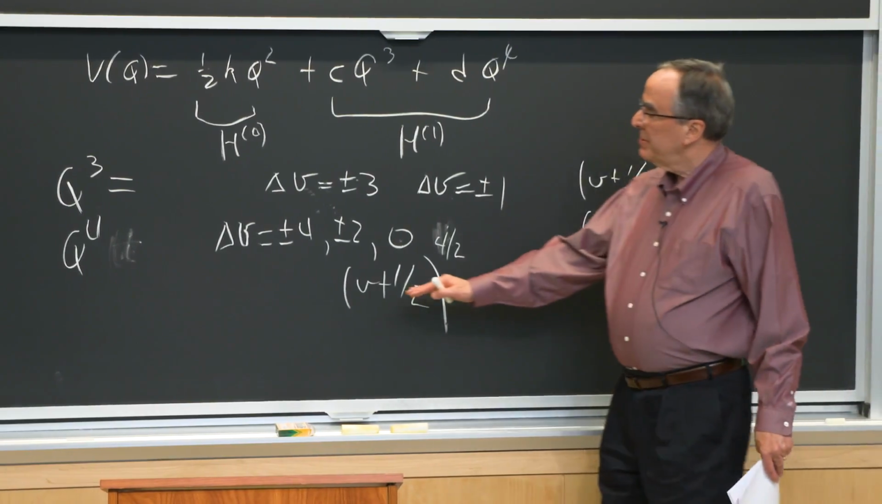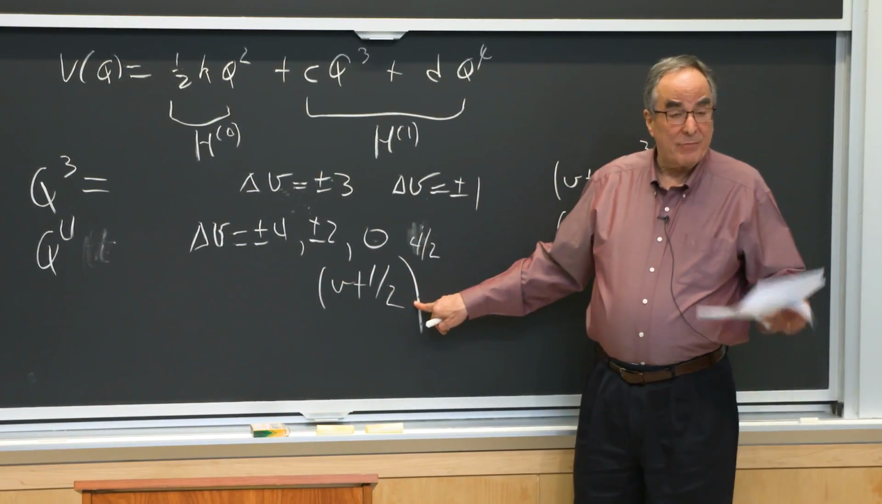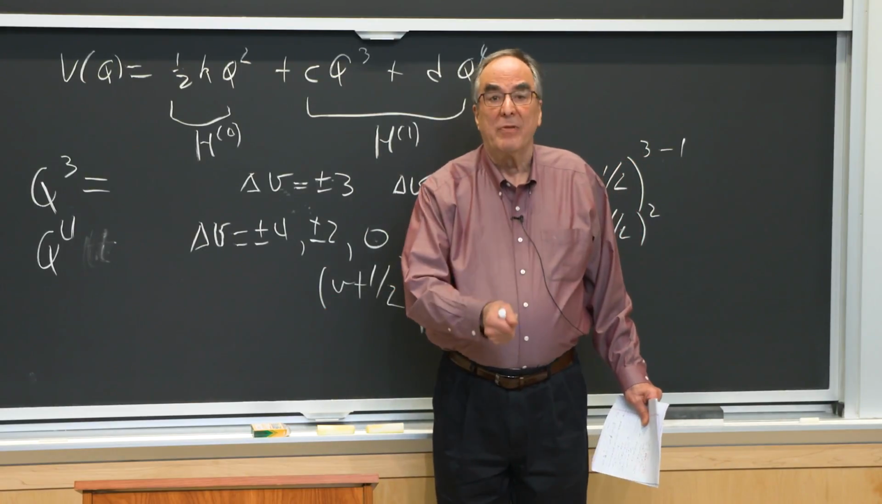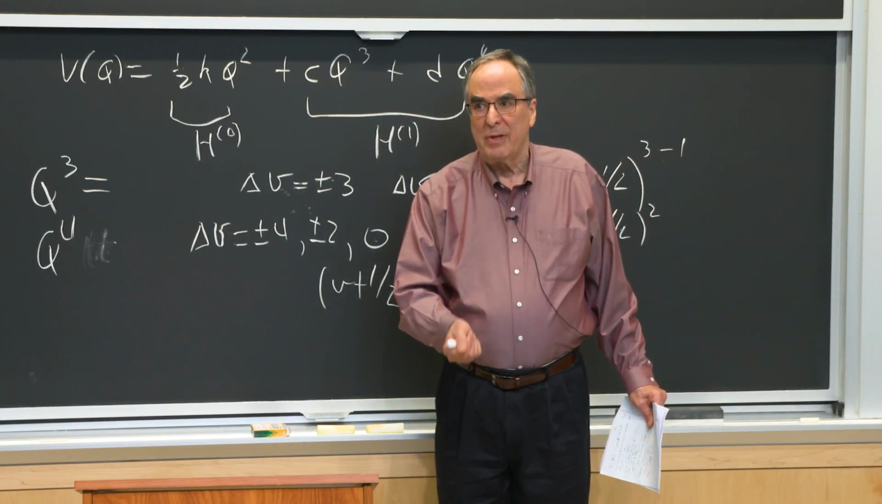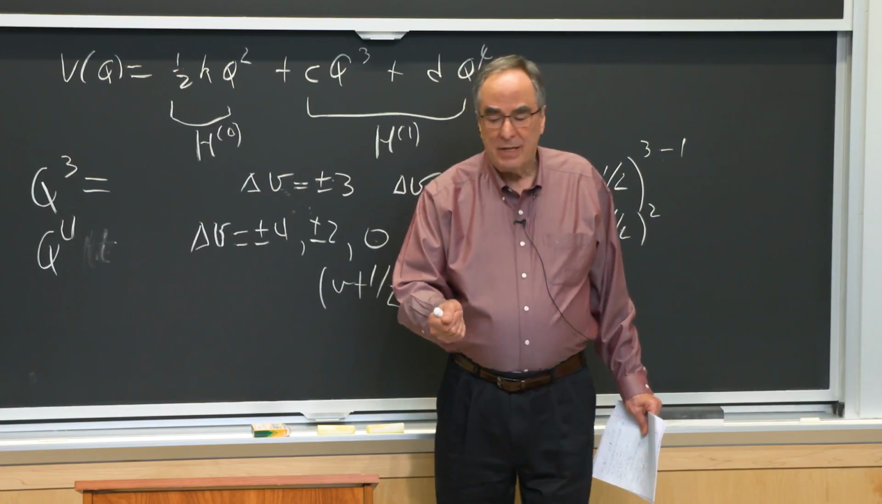So this gives rise to a term in (v + 1/2) squared, but it's sensitive to the sign of the q to the 4th term in the Hamiltonian. It's the only thing that's sensitive to the sign.